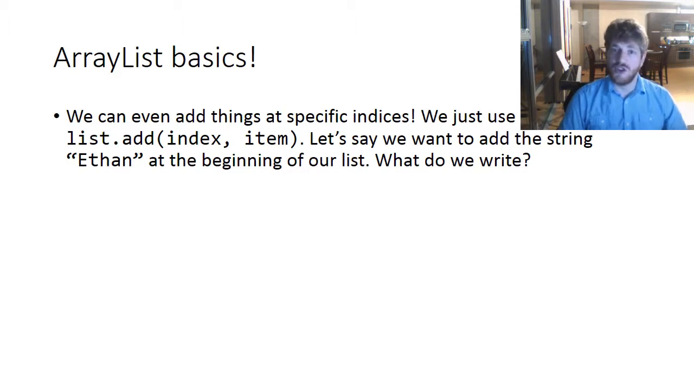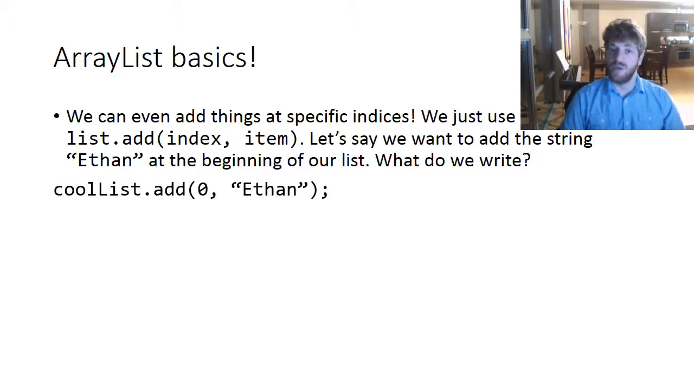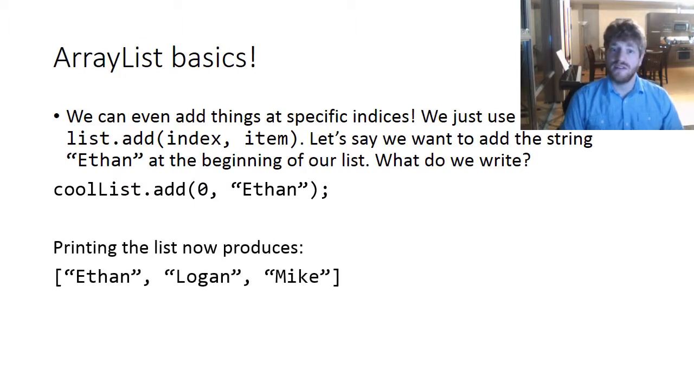Well, our list is called coolList. The method we're calling is add. And we want to add it to the beginning of the list, so we want to add it at index 0. And then the item is the string Ethan. And there we go. Now, if we print the list again, it'll be Ethan, Logan, and Mike.